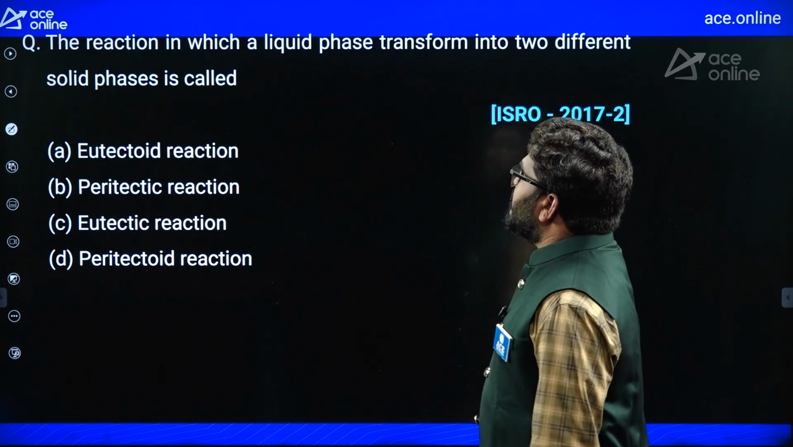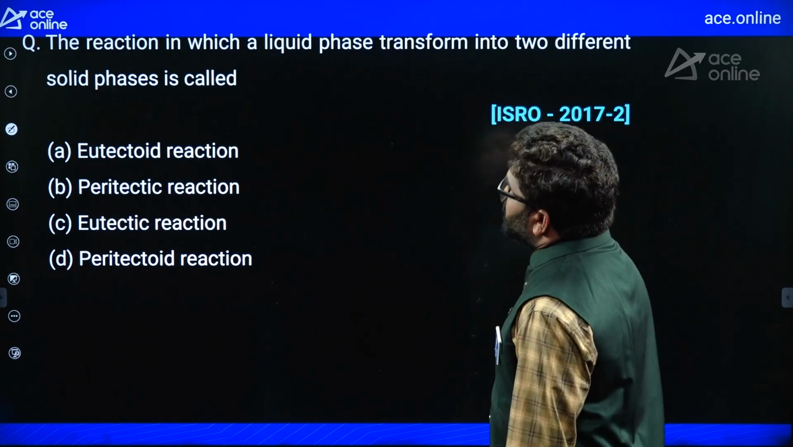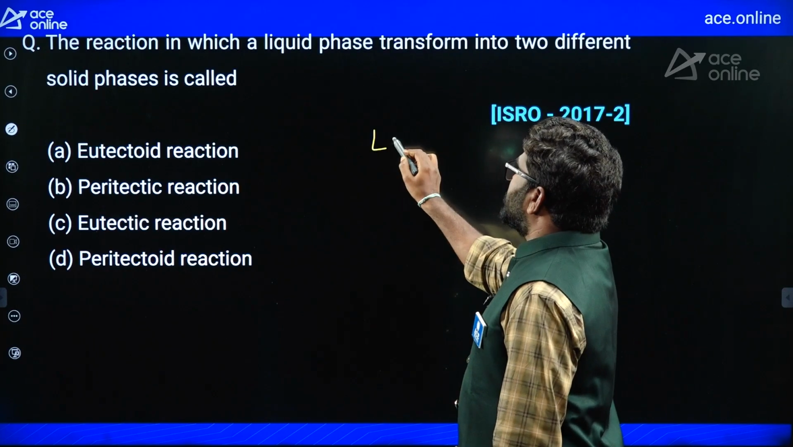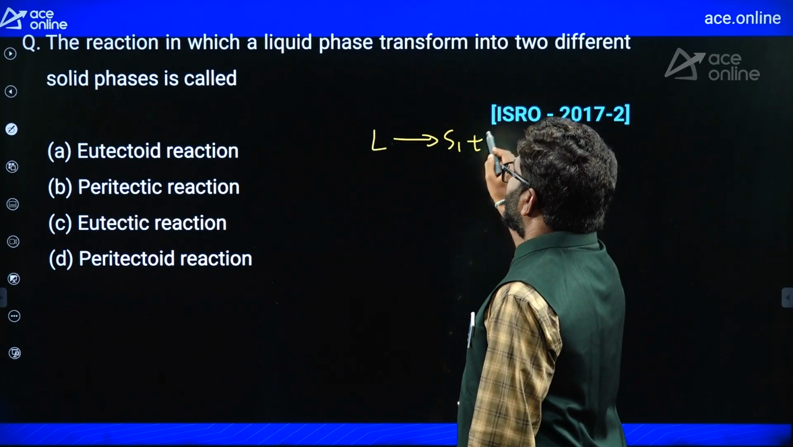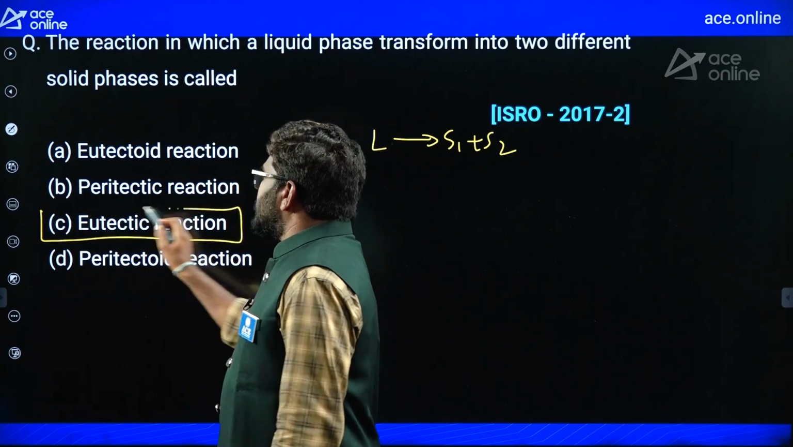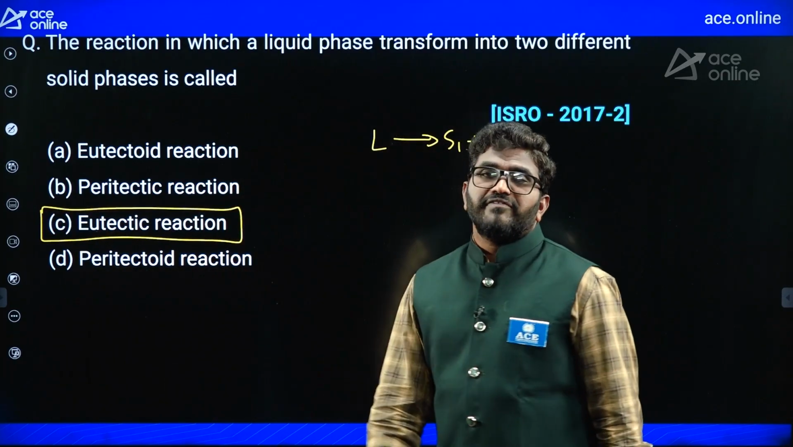The reaction in which a liquid phase transforms into two different solid phases, so liquid transforms into two solids, you can say it is a eutectic reaction. It is a eutectic reaction with a eutectic phase diagram.